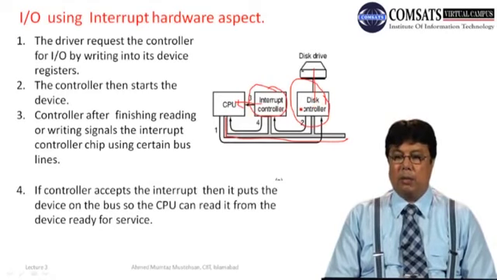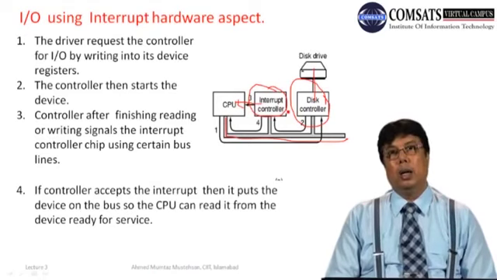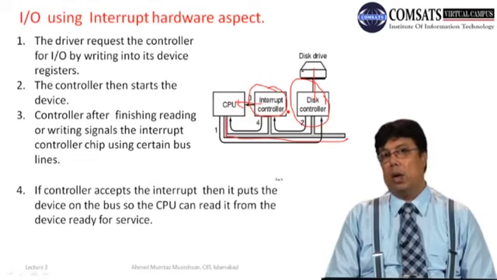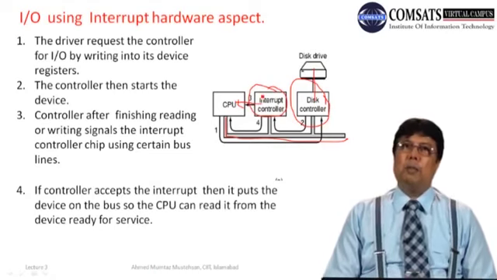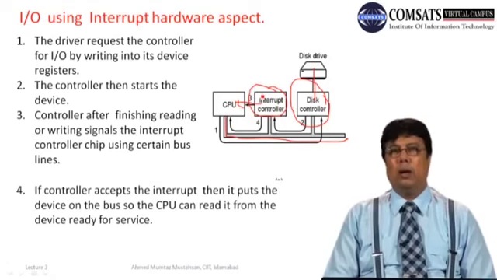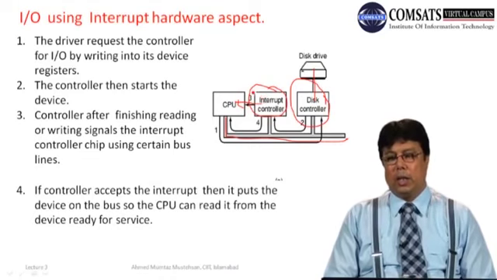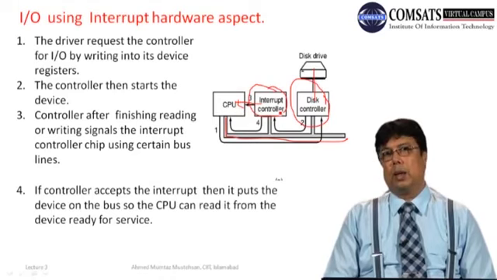Now I used the phrase "if it accepts". What does it mean? It means that there is a chance that the interrupt controller may not accept the interrupt from the disk controller. Why? It should accept that. The reason is that if the CPU is doing something very special, some highest priority task, then the CPU disables the interrupt of this interrupt controller by using the DI instruction, disable interrupt.